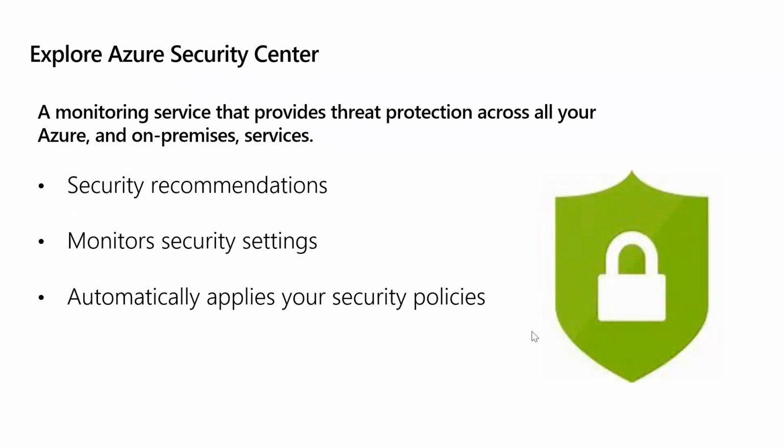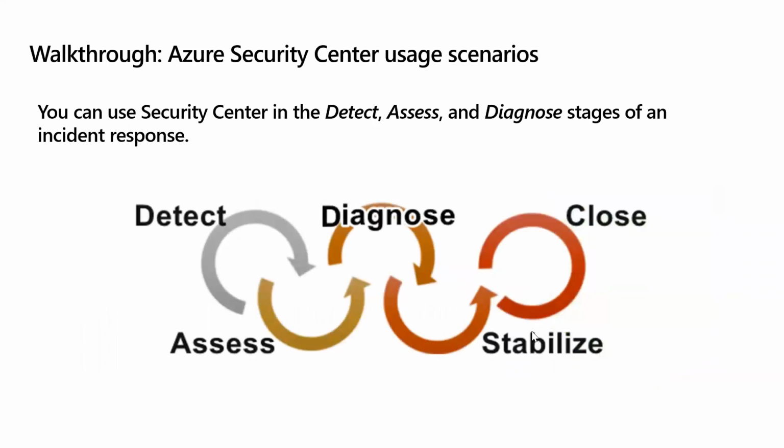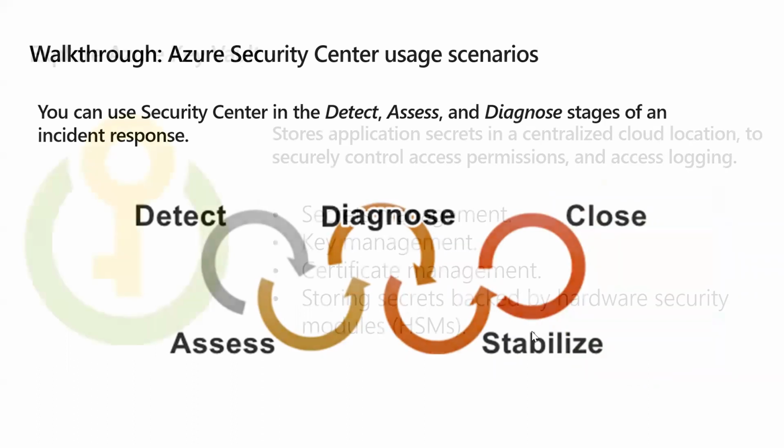Okay. So Azure Security Center. Basically, you need to know what this is. Security Center provides threat protection across all your Azure and on-premise services. It will also recommend security measures, monitor security settings, and automatically apply your policies. Azure Security Center is an intelligent tool. It detects security or vulnerability issues, assesses, diagnoses, stabilizes, and closes them. That is what Azure Security Center does.